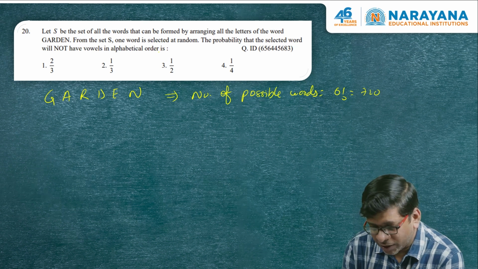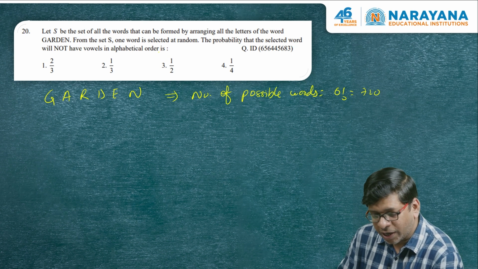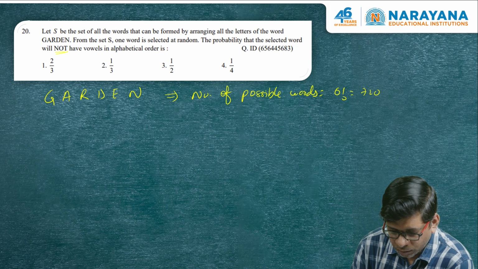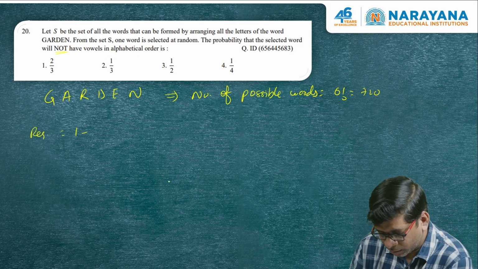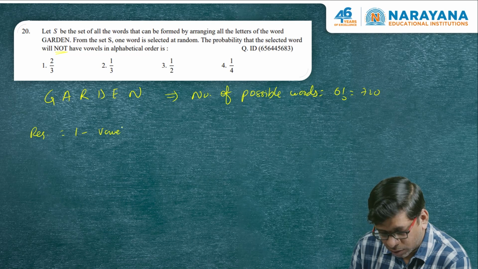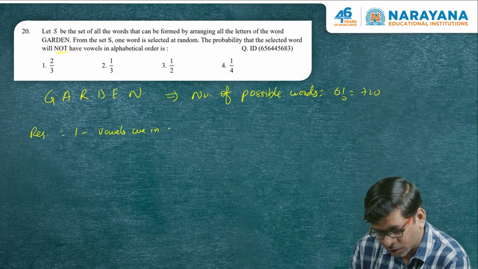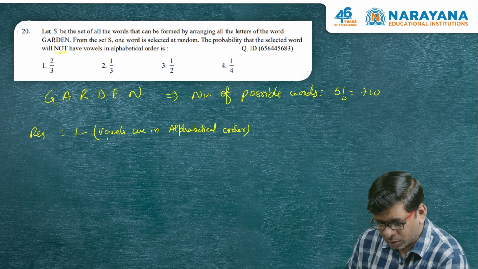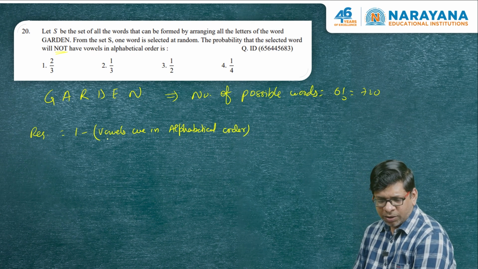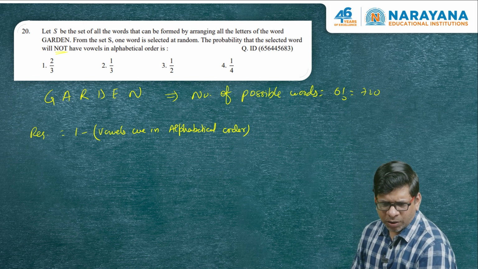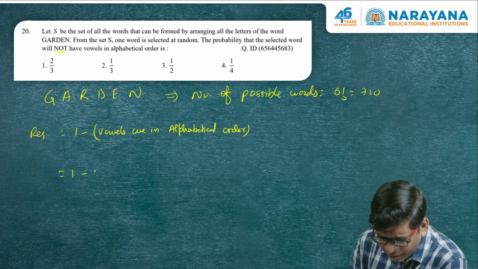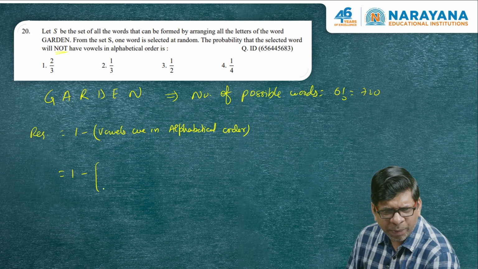From the set S, one word is selected. The particular selected word will not have vowels in alphabetical order. So what is the required probability? Total minus when vowels are in alphabetical order. Same thing. From the total case, we should subtract the case when vowels are in alphabetical order. We can even count for not in alphabetical order also.